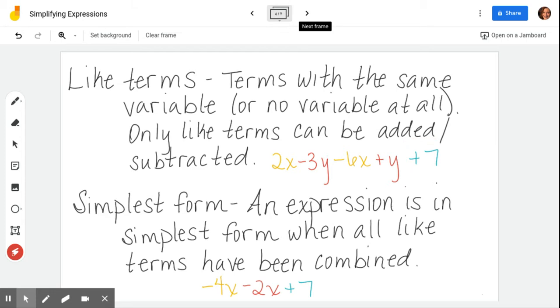Last vocab word, simplest form. If an expression is in simplest form, it means you've combined all the like terms. So I mentioned that you can put a 2x with a minus 6x. When you put those together, 2 and negative 6, you end up with negative 4x. On my y's, I have a minus 3, and then remember, this is really a positive 1. Negative 3 and positive 1 would be a negative 2y. And then, like I mentioned before, there's nothing to put with that positive 7, so you just stick him on the end. So my simplified expression would be negative 4x, or sorry, I wrote x both times, didn't I?